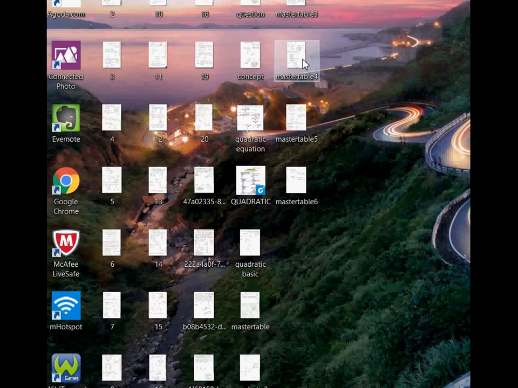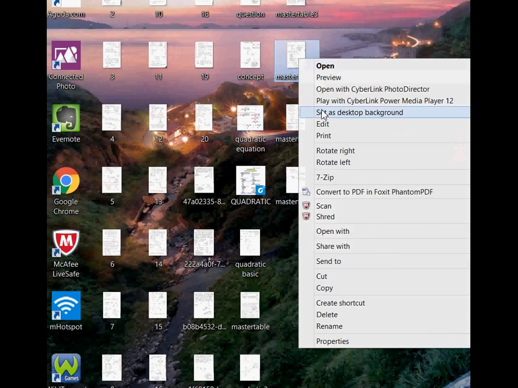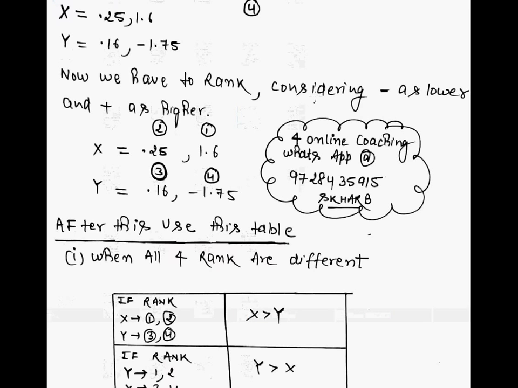Okay, see, x value is this and y value is this. First of all, give a rank. Rank means negative will come last and the higher positive value will come first. Now in the 4 values, what is the highest value? 1.62. I will rank it 1. Second value is this, third value is this, and fourth value is this.